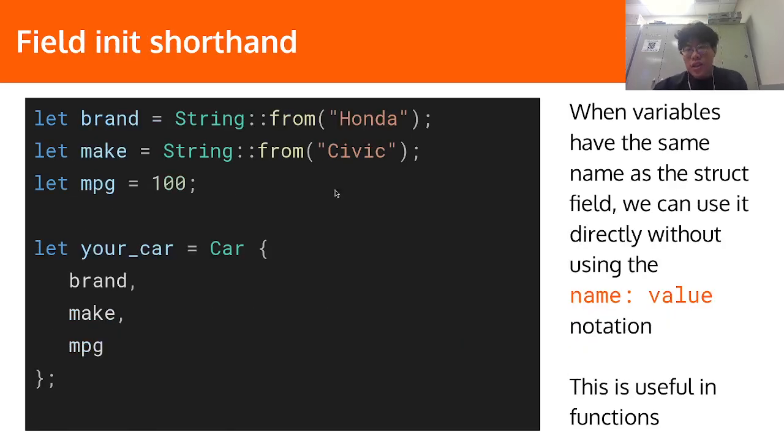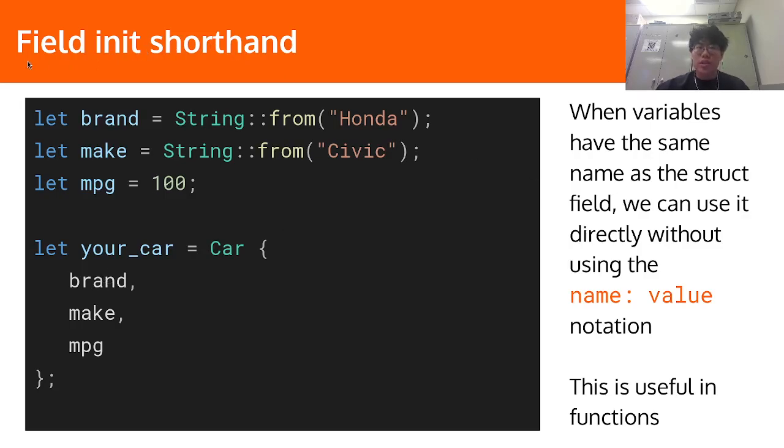Obviously, if we have to write out the struct field every time, it's clunky. Here, for example, we have brand as a string, Honda. When we want to instantiate the struct here, normally we'll write brand, which is the name of the field, and then colon, and then the variable that we have written. So it will be brand colon brand. It's difficult if you always have to write out the name of the fields in a struct.